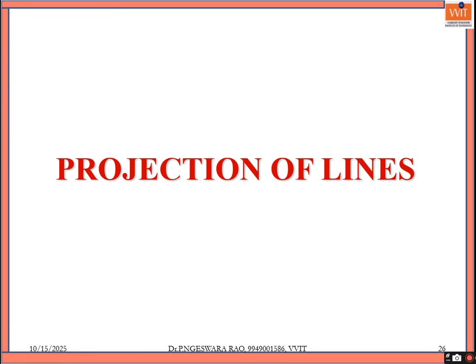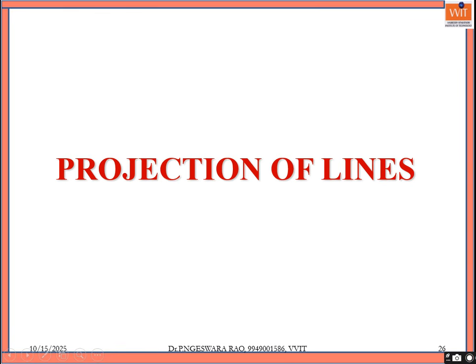Good morning, students. In the previous class, we discussed how to draw the front view image as well as the top view image when the object is a point located in different coordinates. Now the object is a line, which will have length only. That is what we call a one-dimensional object.